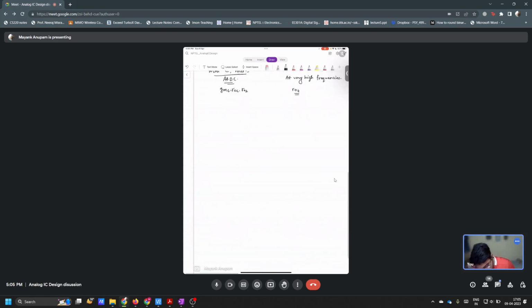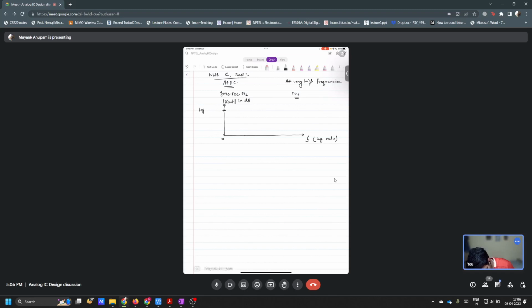So if you sketch the output resistance versus frequency, what should it look like? At DC, this is the magnitude of Rout, in dB, and this is frequency on a log scale. So how should this plot look? This is at DC. What should it be? It should be 20 log gm4 RO4 RO2, right? Yes, sir.